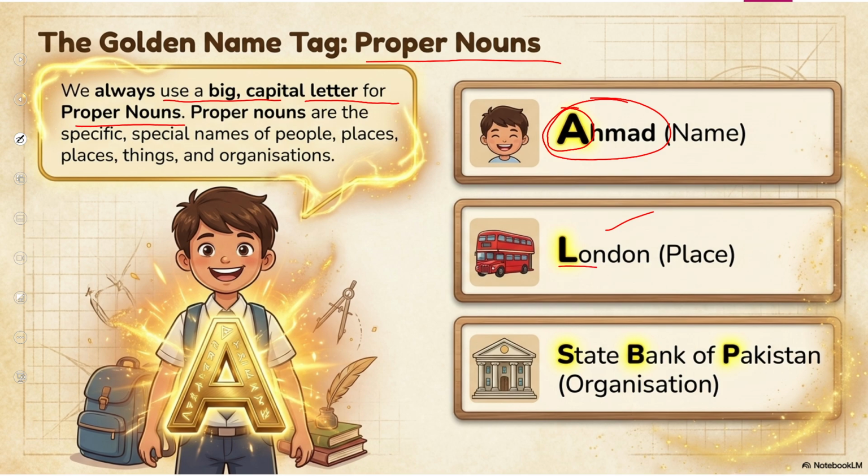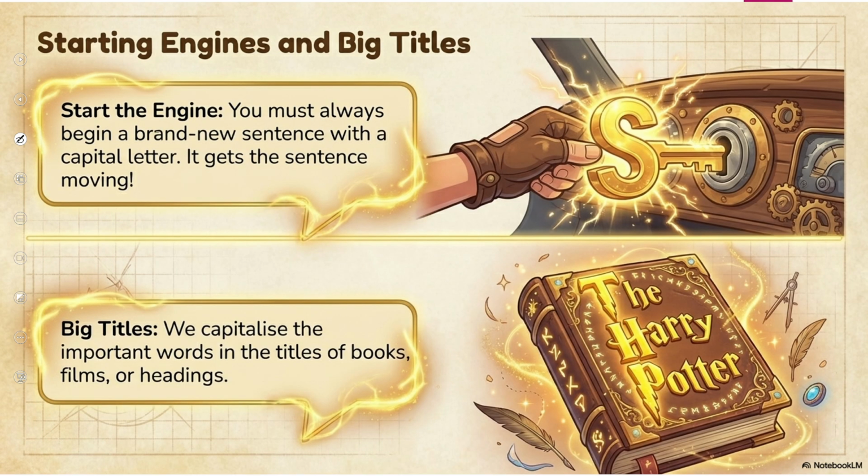Then we have an organization, State Bank of Pakistan. State, we write capital S. For bank, we write capital B. And for Pakistan, we write capital P. Starting engines and big titles.